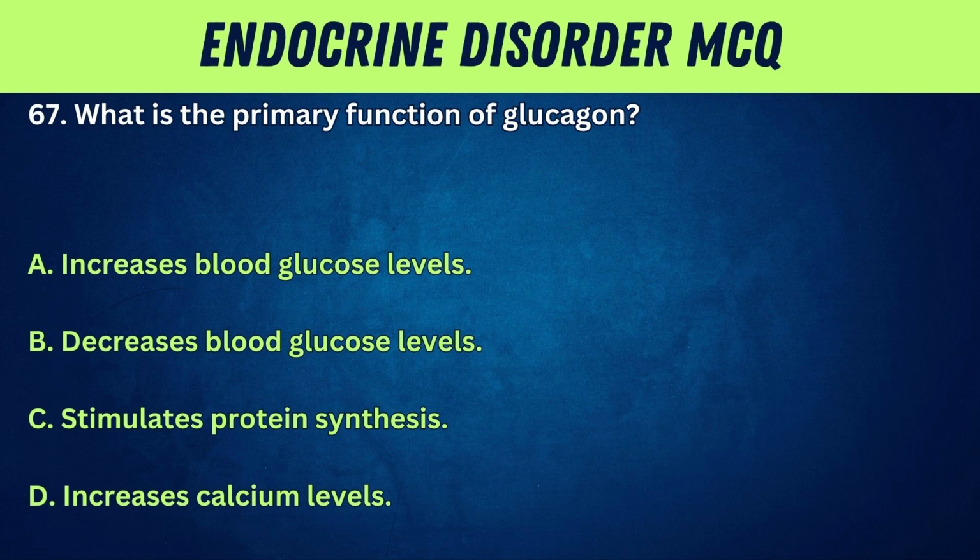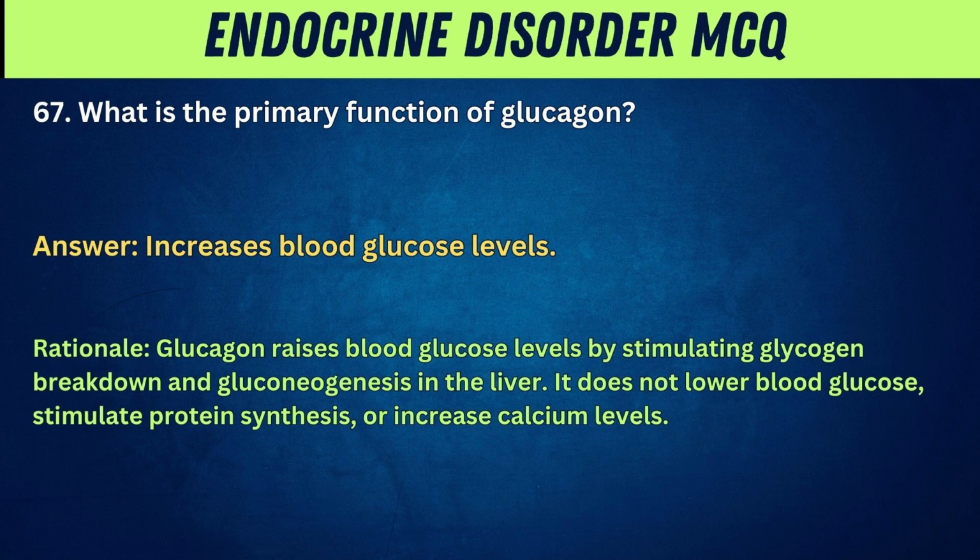67. What is the primary function of glucagon? A. Increases blood glucose levels. B. Decreases blood glucose levels. C. Stimulates protein synthesis. D. Increases calcium levels. Answer: Increases blood glucose levels. Rationale: Glucagon raises blood glucose levels by stimulating glycogen breakdown and gluconeogenesis in the liver. It does not lower blood glucose, stimulate protein synthesis, or increase calcium levels.